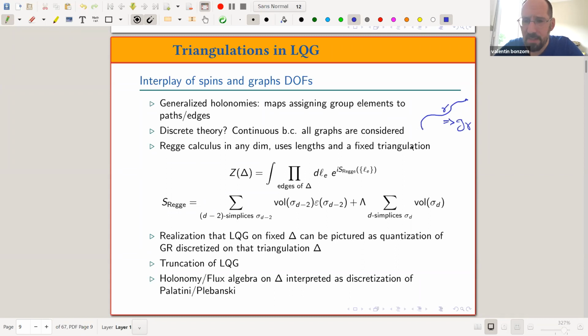On the other hand, we have something that you were probably presented, I think, by Edward Wilson-Ewing, which is Regge calculus, where it works on a fixed triangulation. Okay, so it's an approximation of general relativity, where you use lengths. So basically the partition function Z depends on the triangulation delta. So that's the triangulation delta. You integrate over the lengths of the edges. And the Regge action, here it's the Regge action.